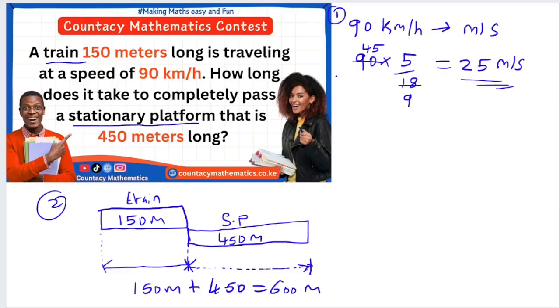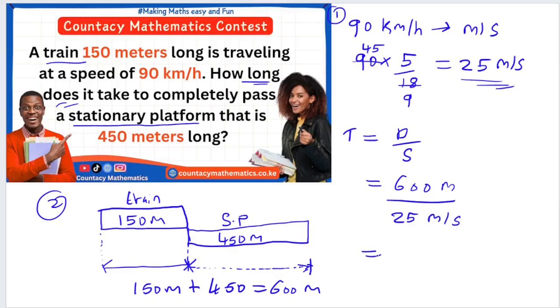Let's go ahead with the question. The question is asking us how long. That is a question on time, so we need to know how to calculate time. We get time by doing distance over speed. What's our distance? Our distance is 600 meters and our speed is 25 meters per second. So what do we get with 600 divided by 25? This is going to give us 24 seconds.